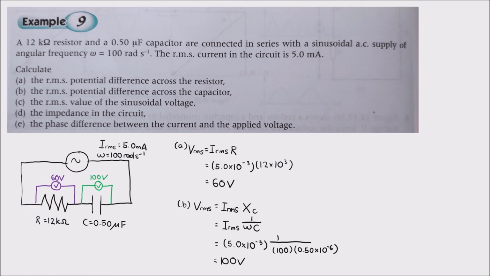Okay, the next thing is, what's the RMS value of the sinusoidal voltage? That should be what you measure across the AC power supply. So if you put a voltmeter across here, then that's what you will obtain for your answer at C, the RMS value for the sinusoidal voltage. The sinusoidal voltage is the overall voltage across the AC circuit. So to determine this, you will start to use the concept of the phasor diagram.